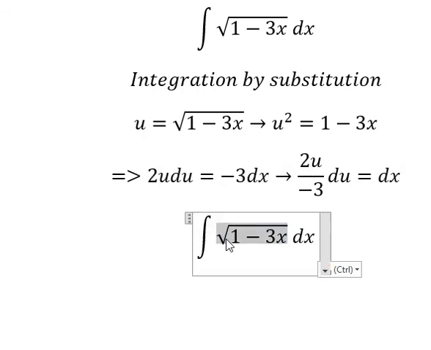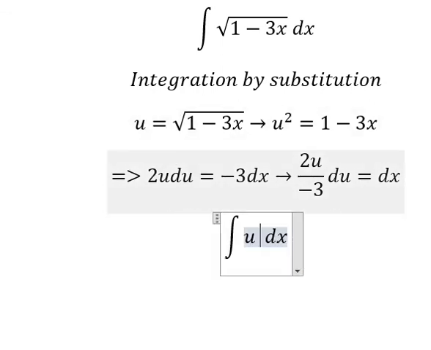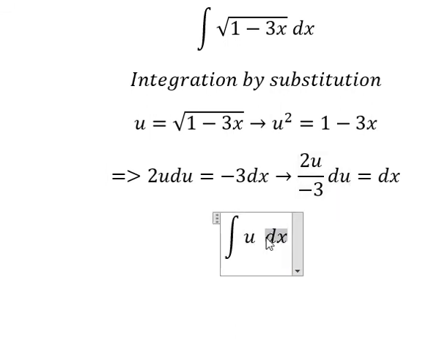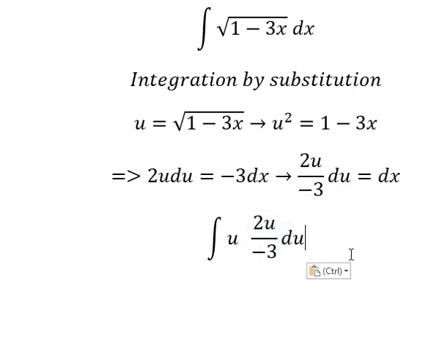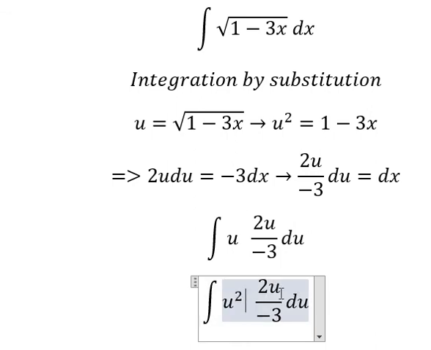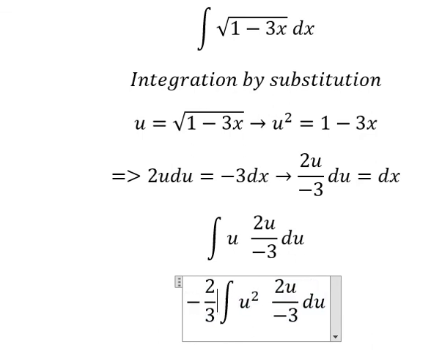So the square root we change by u. The s we change by this one. So u and u, we have u square number 2 over negative number 3. I will put outside.